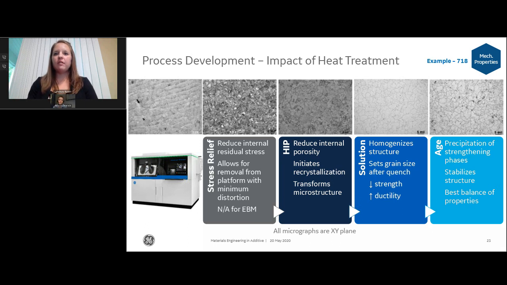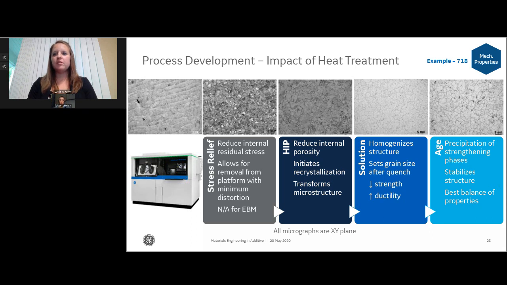From there, we'll often send parts through a HIP, or hot isostatic pressing, cycle. This step reduces internal porosity, and for 718 and other alloys, it'll initiate a recrystallization of the microstructure, and will help in transforming the microstructure from an elongated state in the vertical direction to a more equiaxed state so that we can get isotropic properties in both the vertical and horizontal directions.